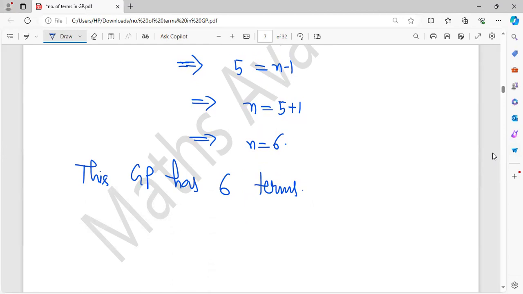So in this lecture, what have we learned? We have learned how to find the number of terms in a finite GP. Finding the number of terms is possible only in a finite GP. It is not possible in an infinite GP.